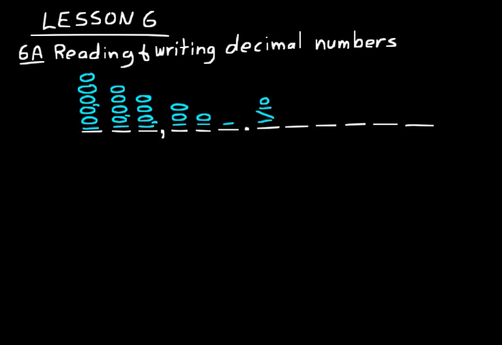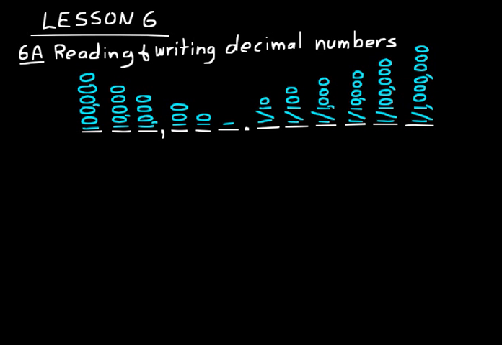Then you would divide by 10 again and get 1 over 100, the hundredths place. Then you would divide by 10 again, 1 over 1,000, the thousandths place. And then just to speed things up, you also have the 10,000ths, the 100,000ths, the millionths, and you would keep going. I just have up to the millionths place.